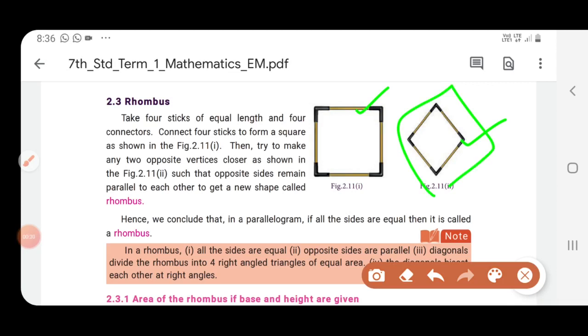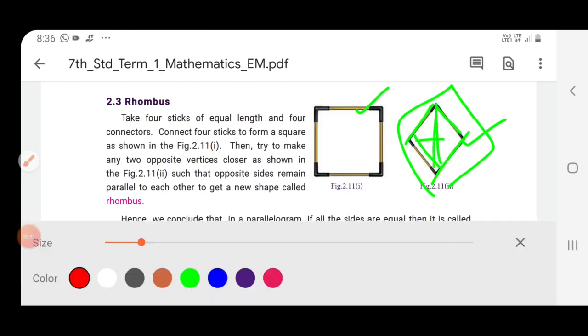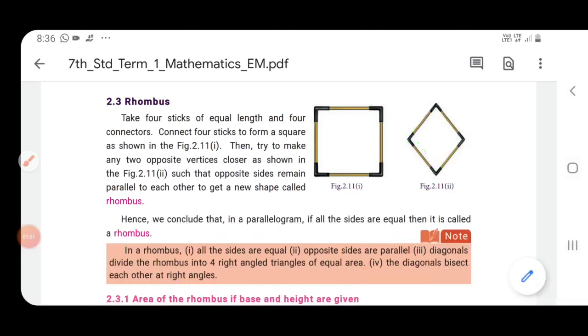So how can we conclude that the rhombus is a parallelogram? If all sides are equal, then it is called a rhombus. It looks like a square and it looks like a parallelogram because these two sides are parallel. Here we have two diagonals. This one is one diagonal, and this one is another diagonal. These two diagonals bisect each other at right angle. So these are all the basic properties of rhombus.